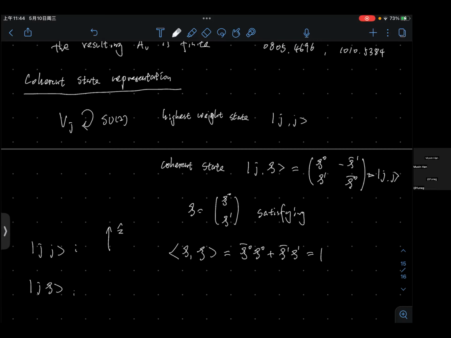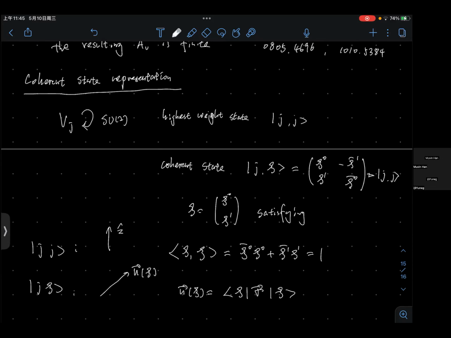So it describes a rotation of the vector from z hat to an arbitrary, well, to a different direction. Let's call it a unit vector n of c. This n is dependent on c, and this n_c is given by c-dagger Pauli matrix c.